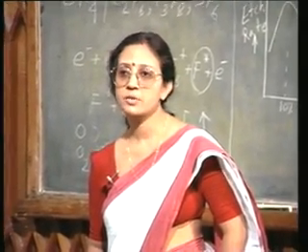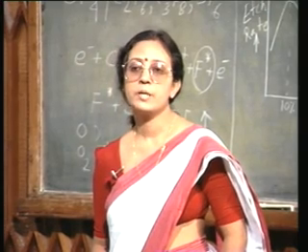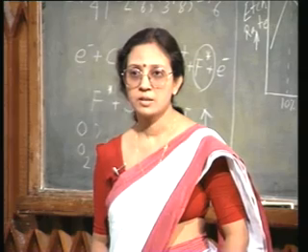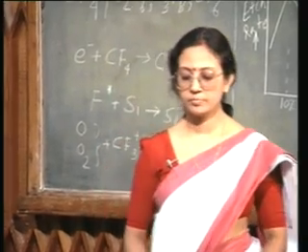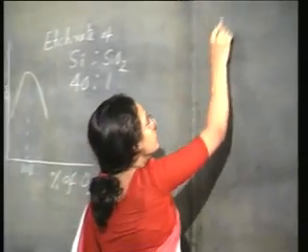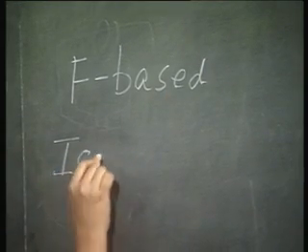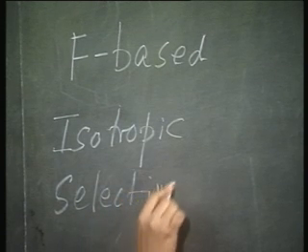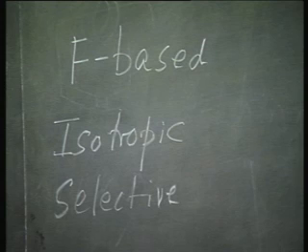But whenever I have good selectivity, the next question automatically comes, what about the anisotropy? Here the fluorine based etching is found to be severely limited, because the reaction is spontaneous and vigorous, that is why the etch profile is going to be absolutely isotropic. So, by fluorine based etching, you have isotropic etching, but it is selective. You have good selectivity, but you have poor anisotropy.